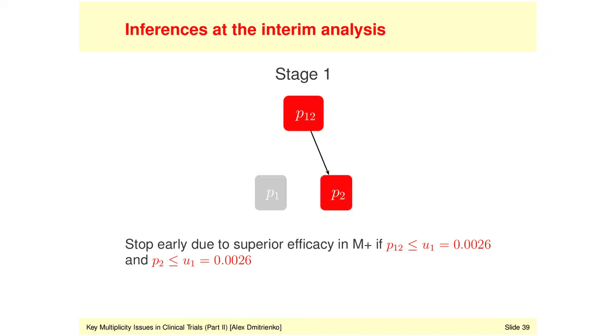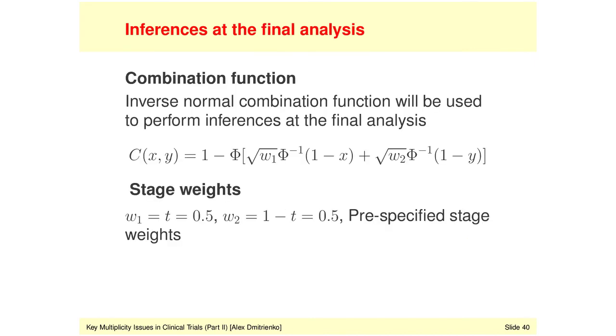The same idea will be applied to derive the decision rule for the predefined subpopulation of biomarker positive patients, or M+. In this case, we need to demonstrate a significant effect within the intersection as well as within the original null hypothesis, which means that we need to demonstrate that p12 is less than or equal to u1, and at the same time p2 is less than or equal to u1. If the study was not stopped early due to superior efficacy in either patient population at the interim analysis, we're going to continue to the final analysis.